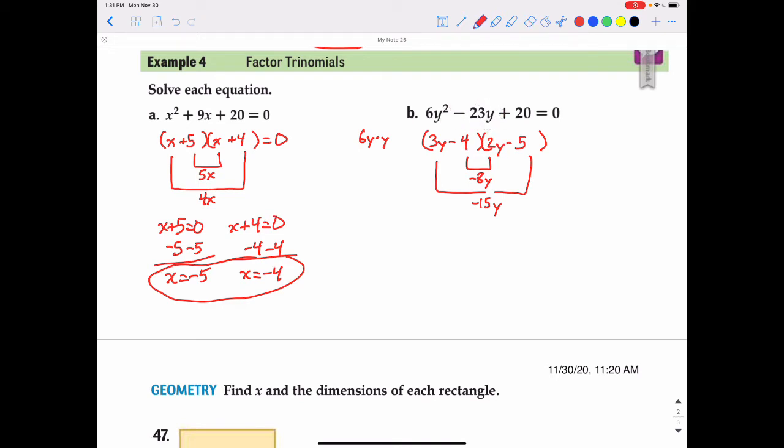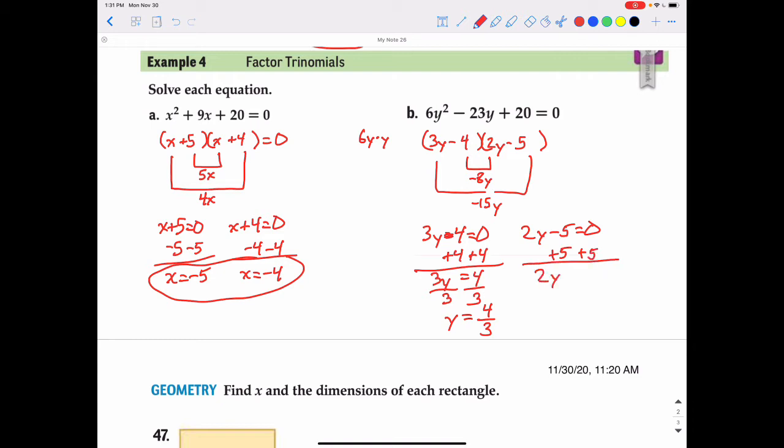So since it's properly factored, we're ready to set each part equal to 0. So 3y minus 4 equals 0, and 2y minus 5 equals 0. Add 4, so 3y equals 4, divided by 3. So y equals 4/3. Add 5 to both sides on this one. So 2y equals 5, divided by 2. So y equals 5/2. So two fractional answers this time, 4/3 and 5/2.